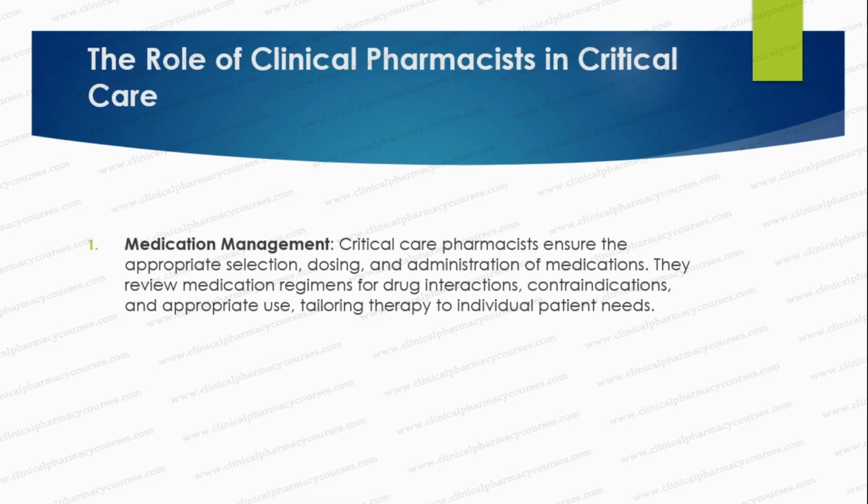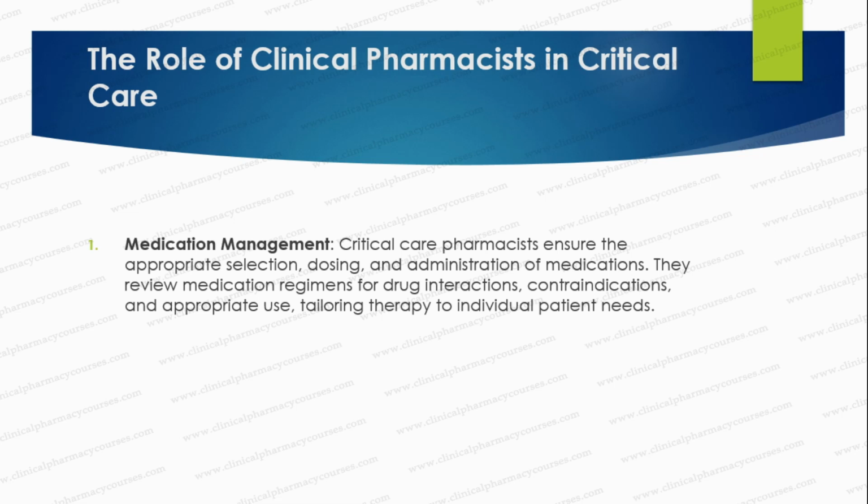Number one is medication management. Now, critical care pharmacists have to ensure the appropriate selection, dosing, and administration of medications. They review medication regimens for drug interactions, contraindications, and appropriate use, and tailor therapy to individual patient needs. Now, this is no different from practicing clinical pharmacy in other areas as well. You do medication management anywhere at the hospital, not just in the ICU, but it is a crucial task that clinical pharmacists take care of.